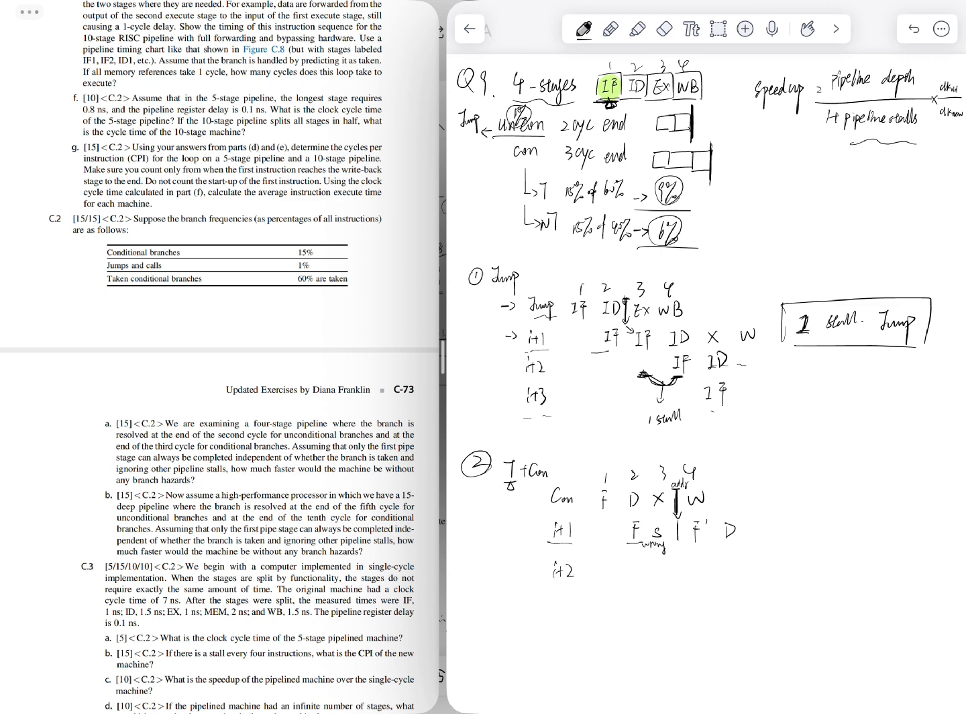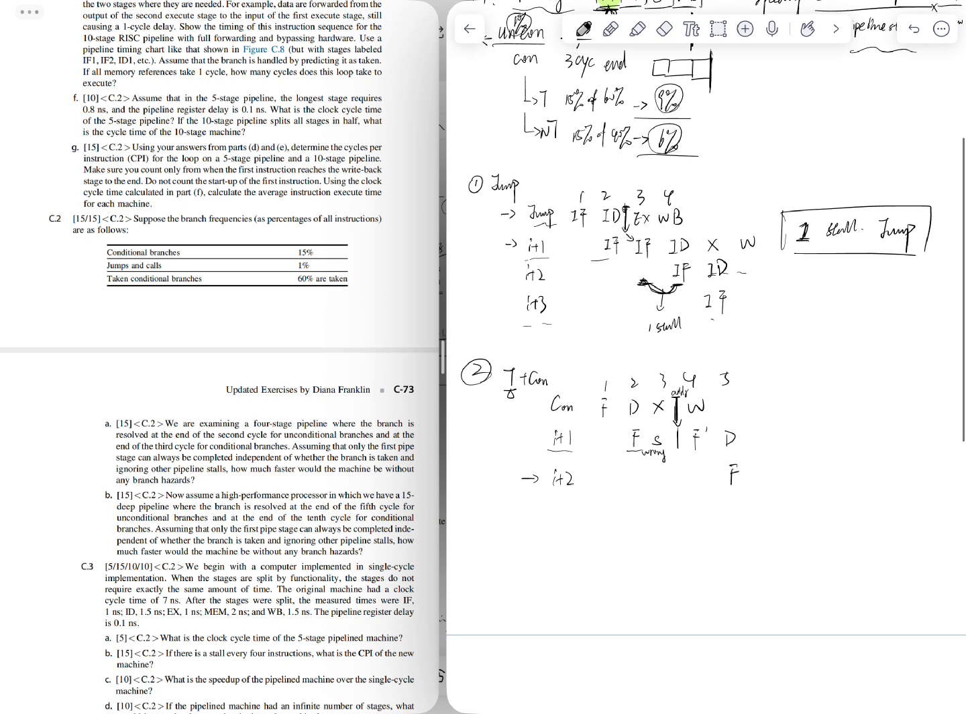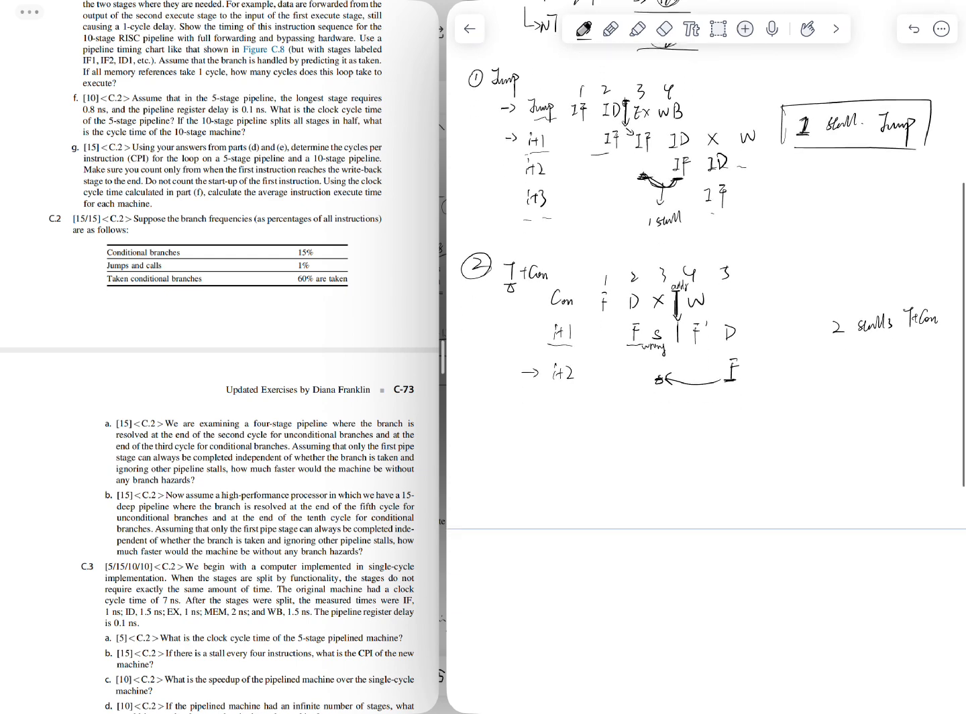So for the future steps, this I+2 instruction starts its fetch in cycle 5. How many stalls does it have to wait? Ideally it should happen on cycle 3, but now it's cycle 5, so there are 2 stalls for the taken condition, okay?